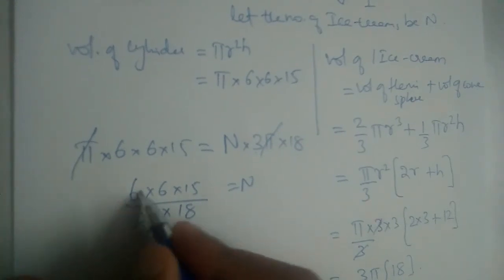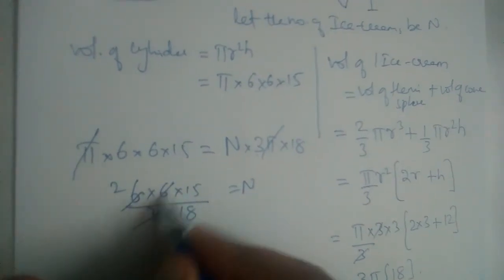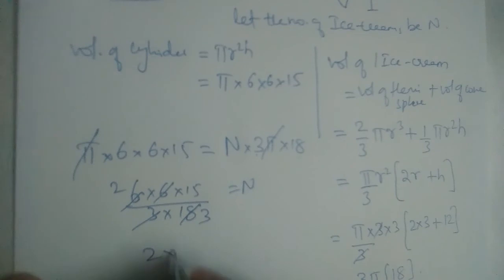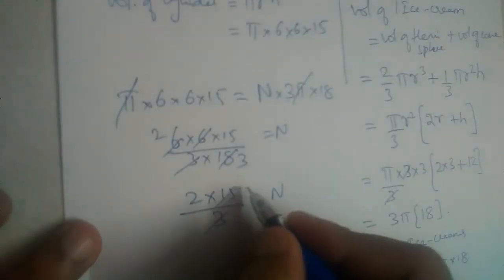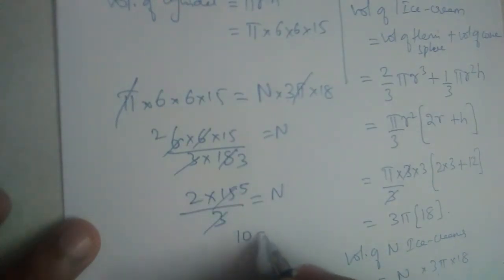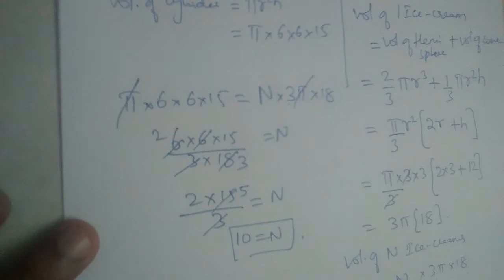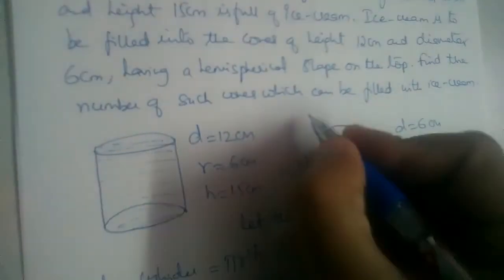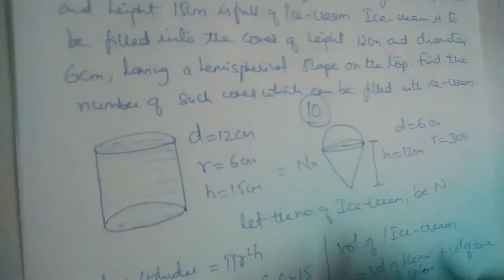Now cancel this. This will go 2 times. Okay, this will go 3 times. So we have 2 into 15 by 3 is equal to n. 15, right? 3 5s is 15. So 2 5s are 10. So number of ice creams that can be filled are equal to how much? 10. So we can fill 10 ice creams. Okay.